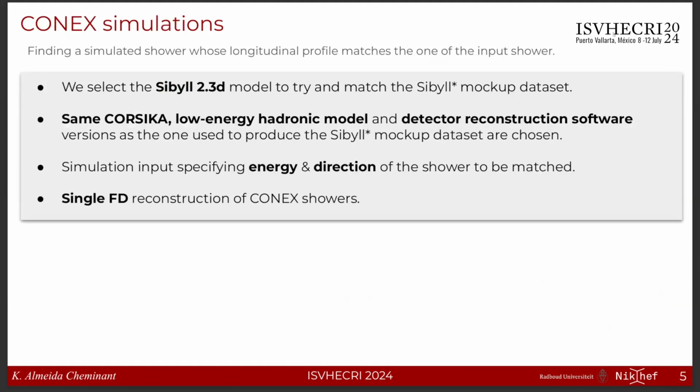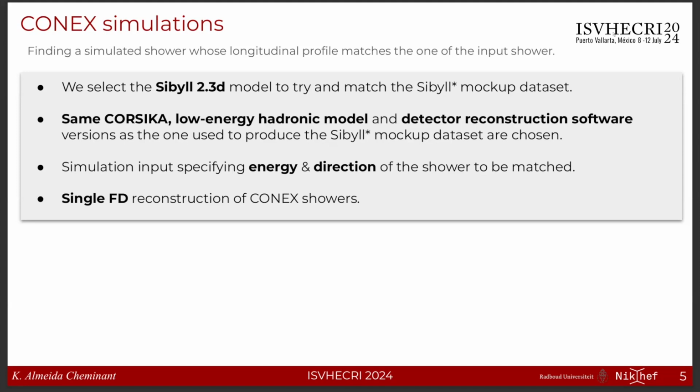So now we start the top-down simulation scheme. For these particular simulations, we have to consider a different hadronic model, naturally. So we use Sibyll 2.3d to try and match the Sibyll-star mock-up dataset. So find showers in Sibyll 2.3d that will match the longitudinal profile of our Sibyll-star mock-up dataset. We use essentially the same CORSIKA, low energy hadronic model and detector reconstruction software versions, just for matter of consistency to run those simulations. And of course, naturally, when you have an input shower, you have a given energy in a given direction. We also use the same parameters. It's really just the same shower, but simulated with a different hadronic model.